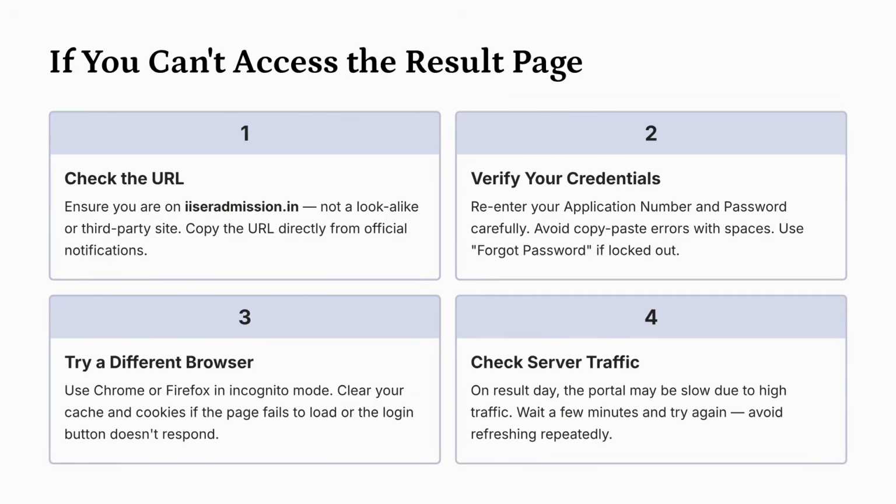If you are facing problems accessing your result, don't panic. First, verify that you are using the official website iseradmissions.in. Second, double-check your application number and password. Small typing mistakes often cause login failures. Third, try opening the website in a different browser such as Chrome or Firefox. You can also use incognito mode or clear your browser cache. Finally, remember that heavy traffic is common on result day. If the website becomes slow or unresponsive, wait for a few minutes and try again instead of refreshing repeatedly.